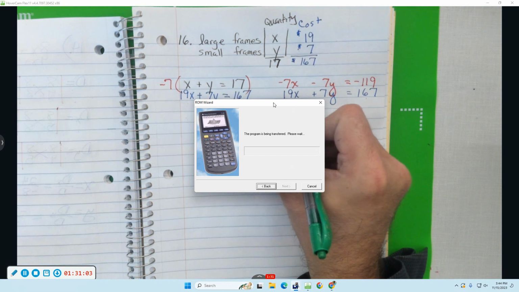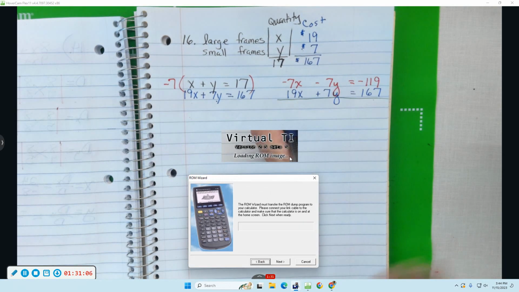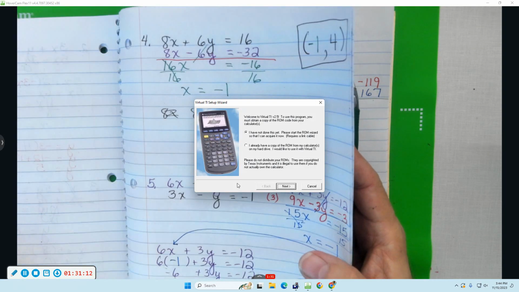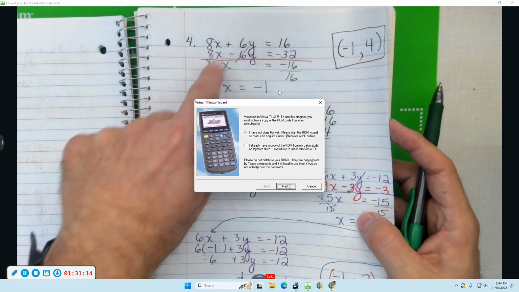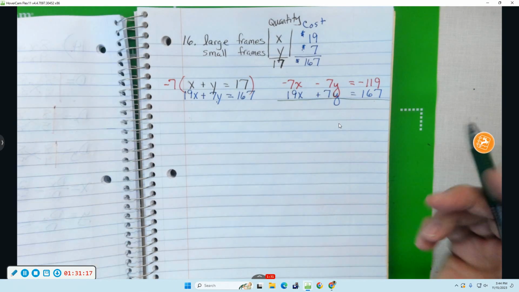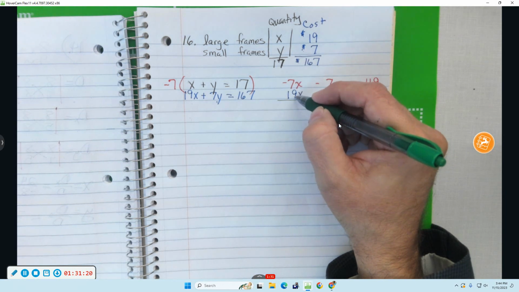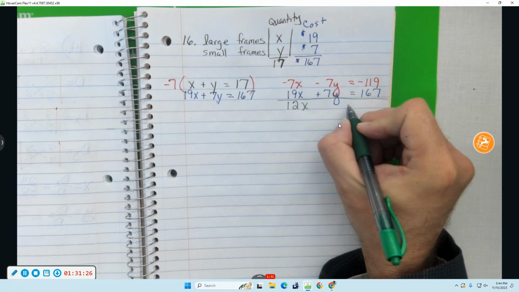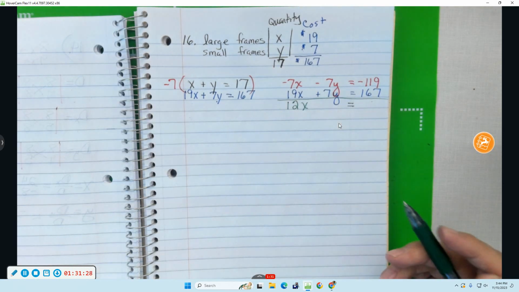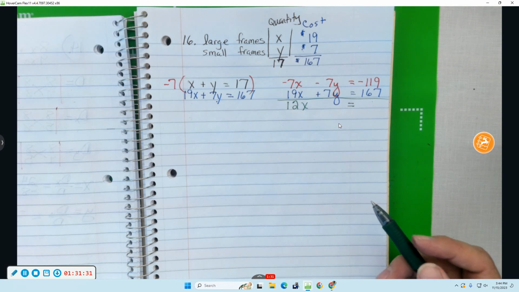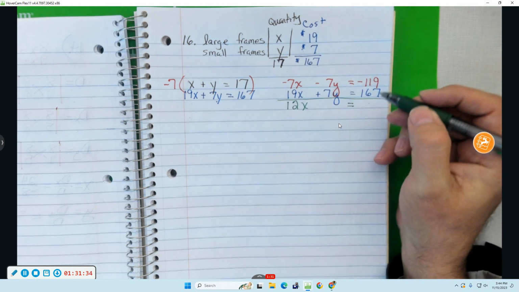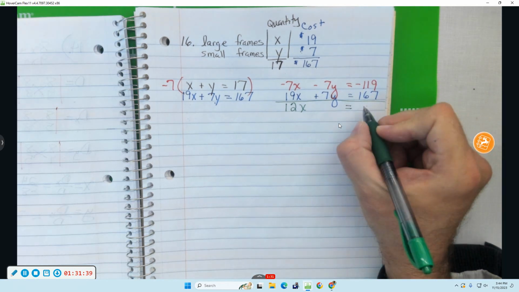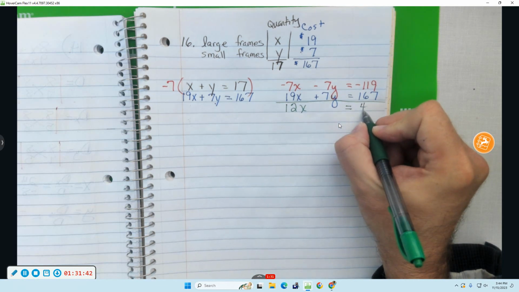Oh, okay. This is the elimination stuff. Do I need to jog y'all's memory? Y'all forgotten about the elimination, the way you add it vertically? Negative 7x plus 19x, is that going to give me a 12x? By the way, on this problem, would it be okay to get a fraction? No. Or a negative number? Certainly not. Okay. Let's see, negative 119 plus 167. That's going to give us 48.